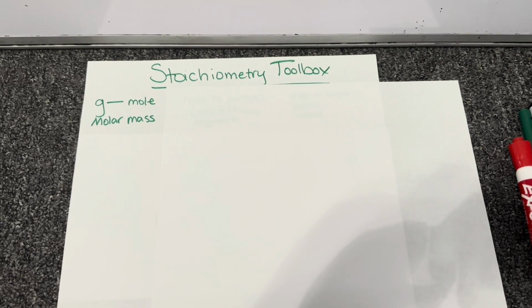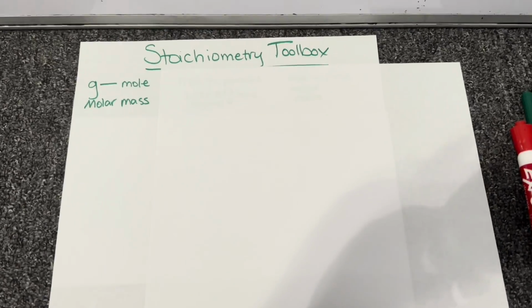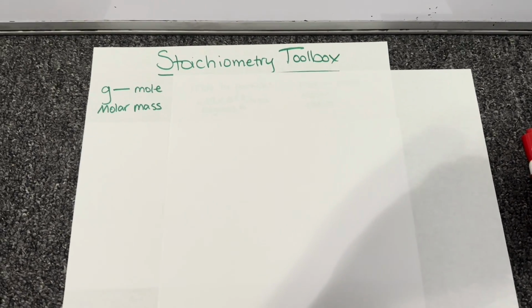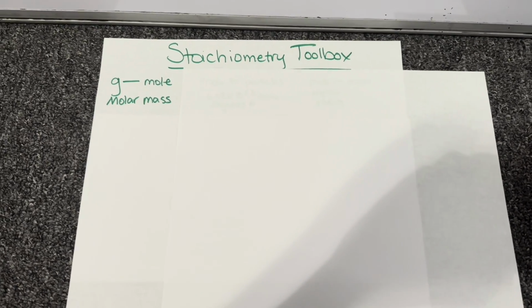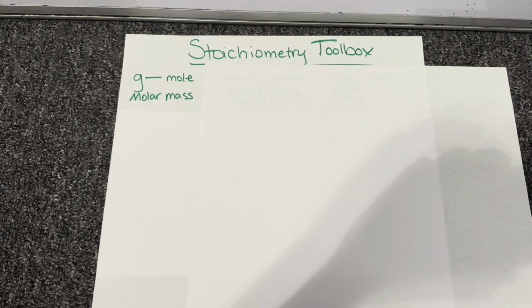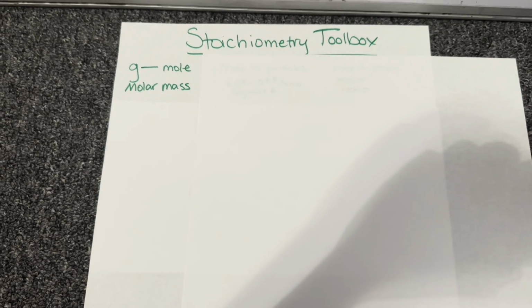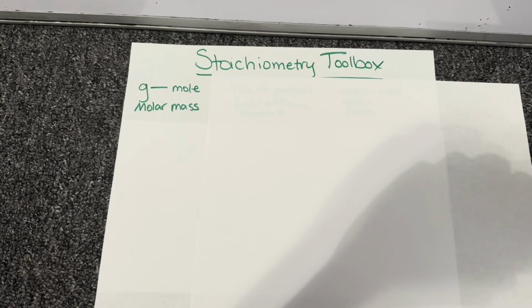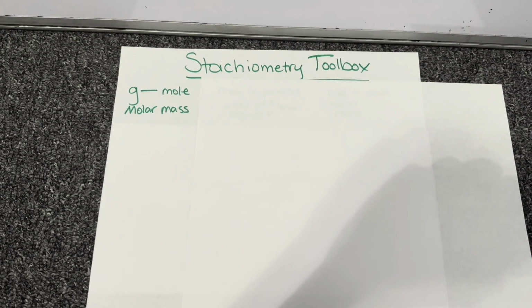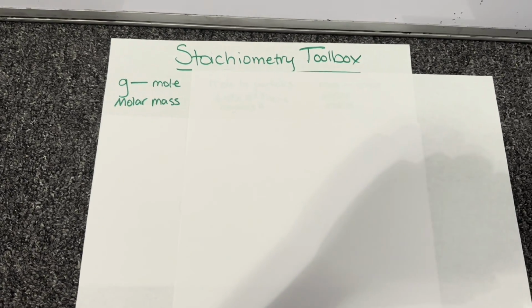We're here to finish our discussion of stoichiometry today and do lots of math problems together. So I want to start by reviewing the tools that we have in our stoichiometry toolbox. Remember, we are counting amounts of reactants and products. We're looking at their masses and how masses of our reactants and products change as a chemical reaction happens.